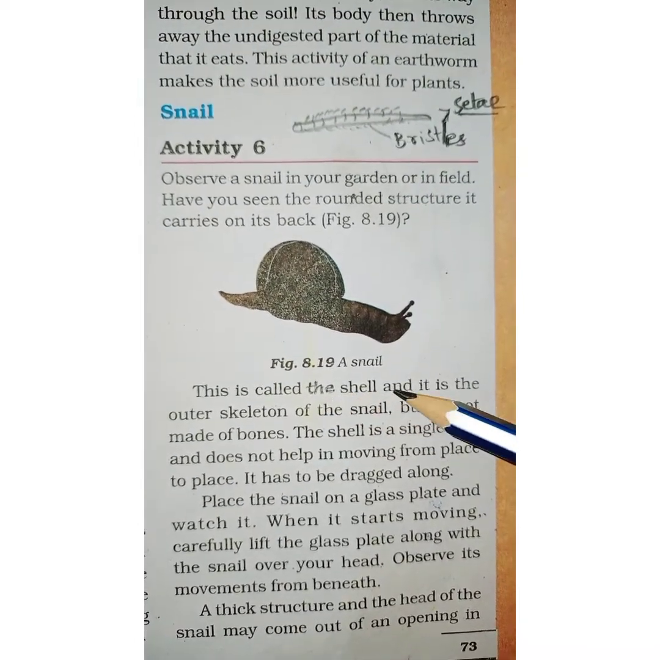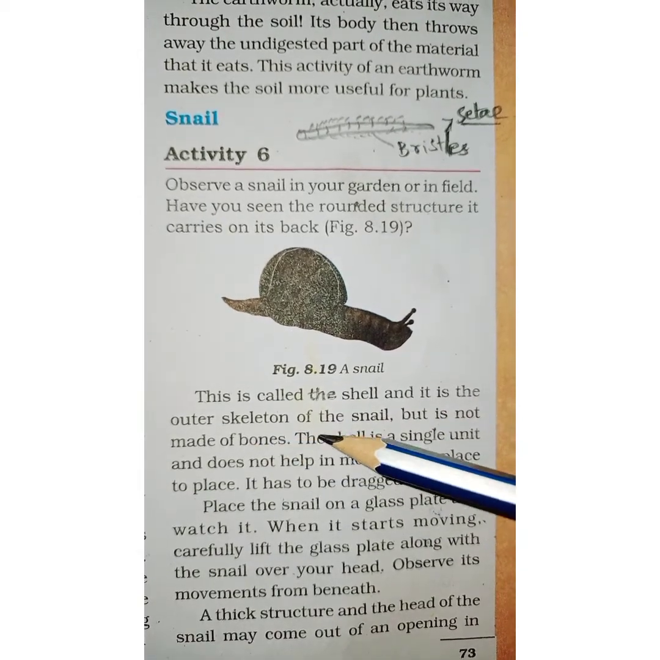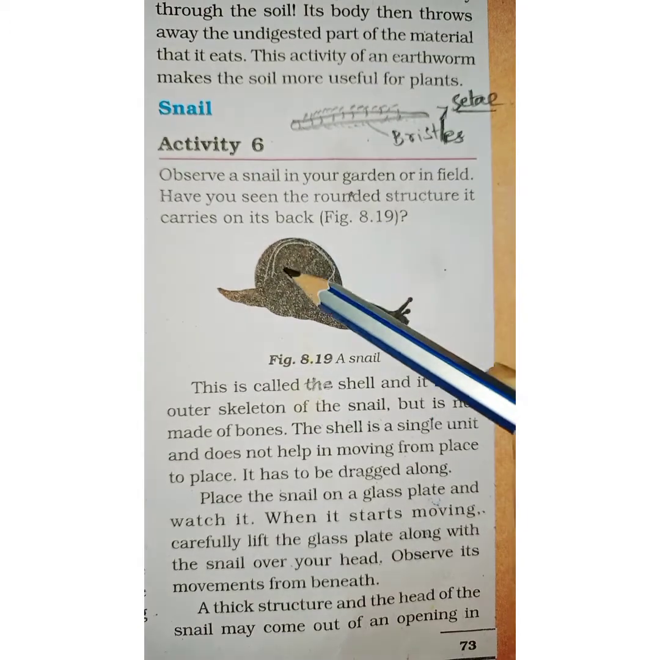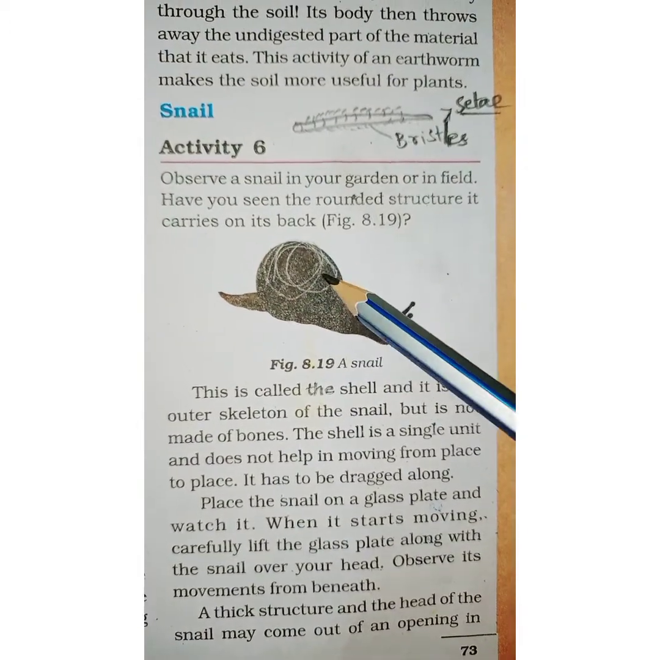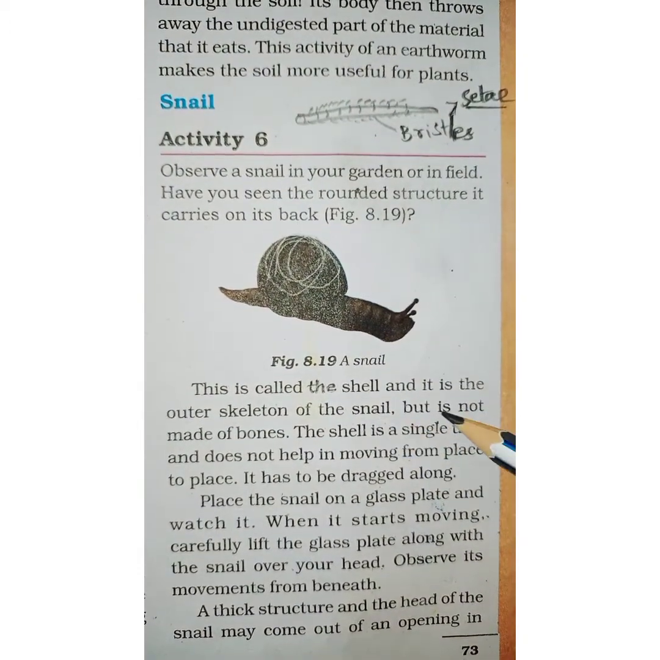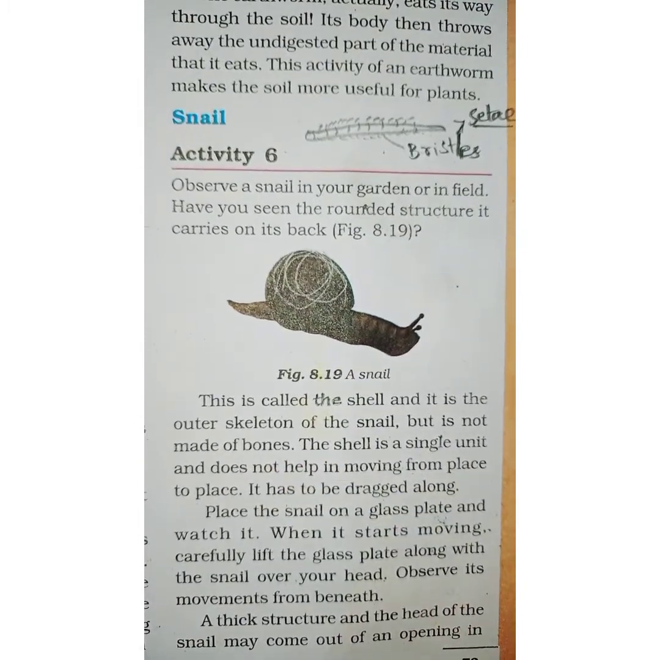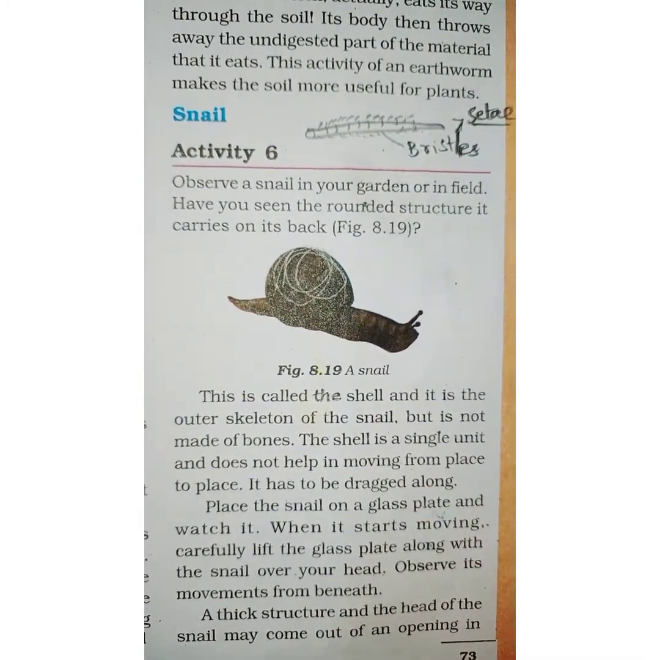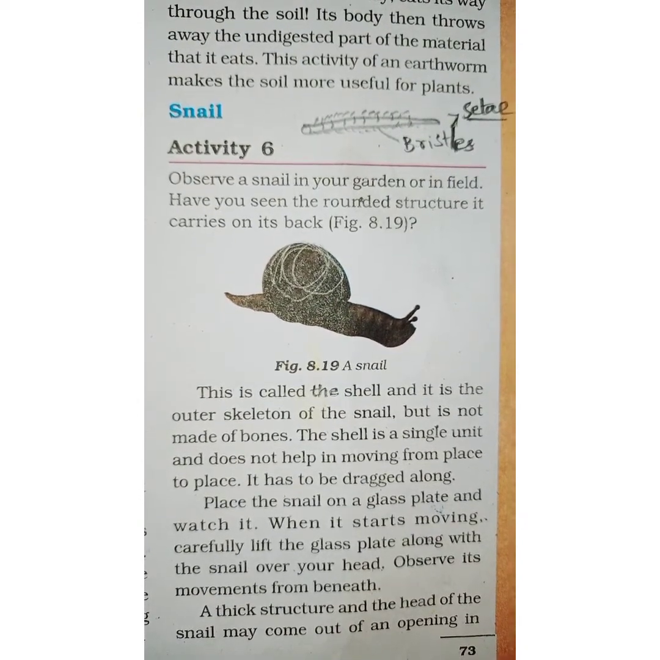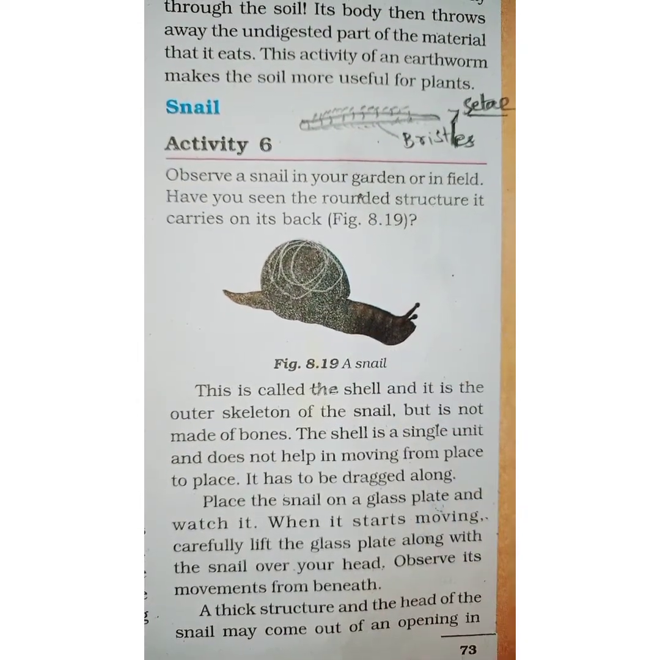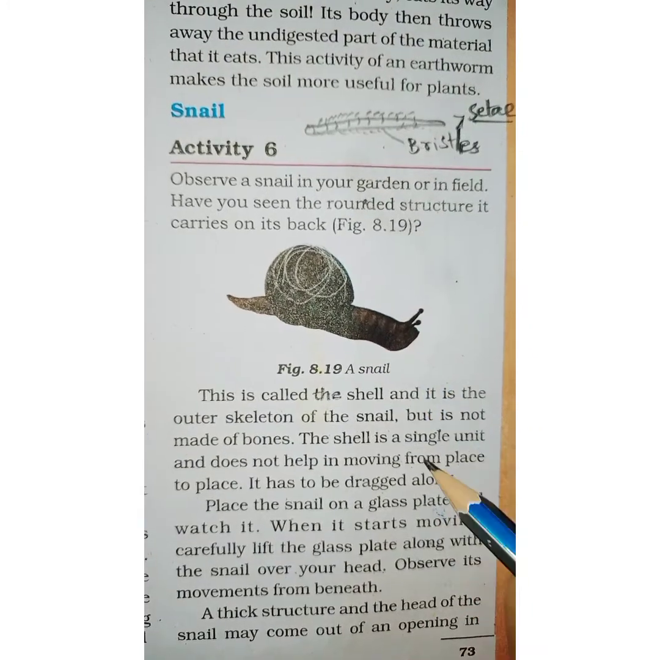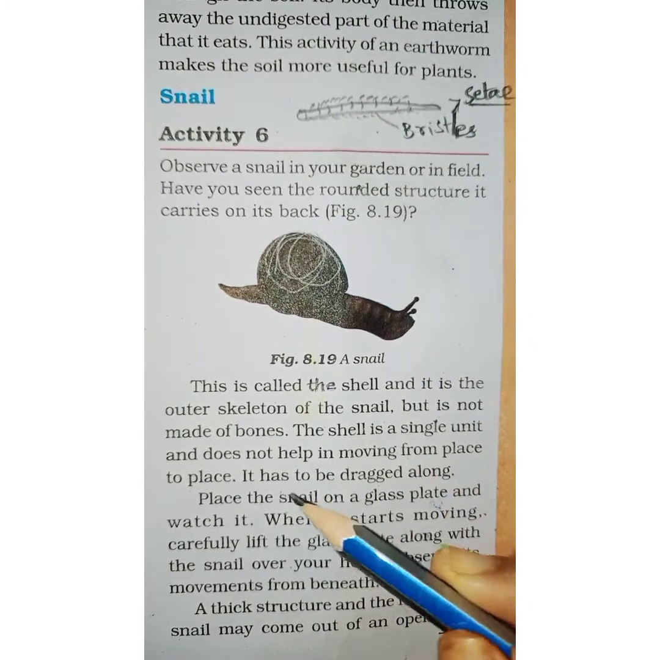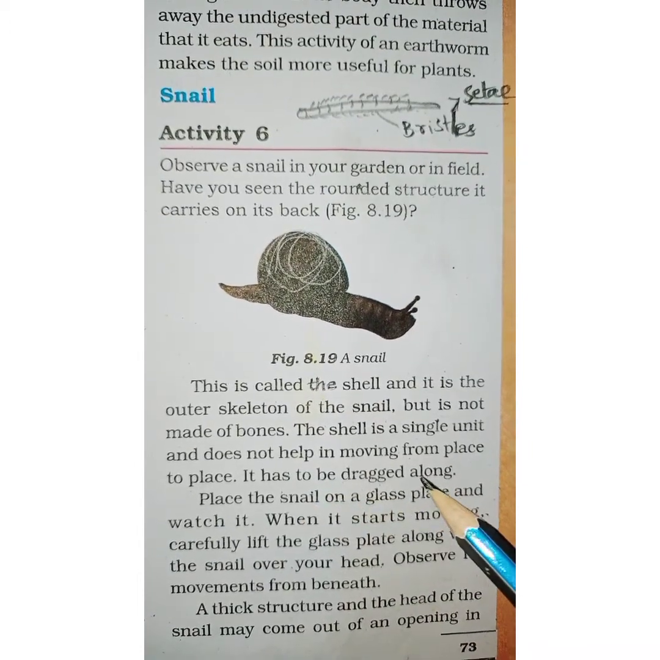This is called the shell, and it is the outer skeleton of the snail. But it is not made up of bones. Though we are calling it a skeleton, it is not made up of any bones. It is just a hollow shell. The shell is a single unit and does not help in movement from place to place. It has to be dragged along.